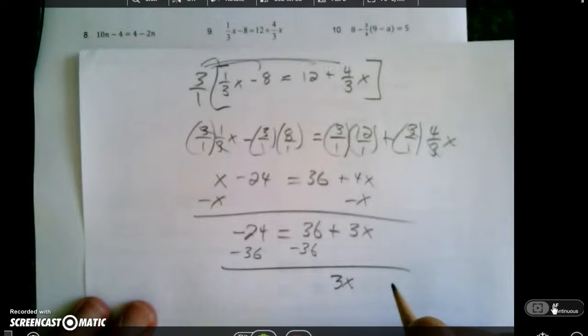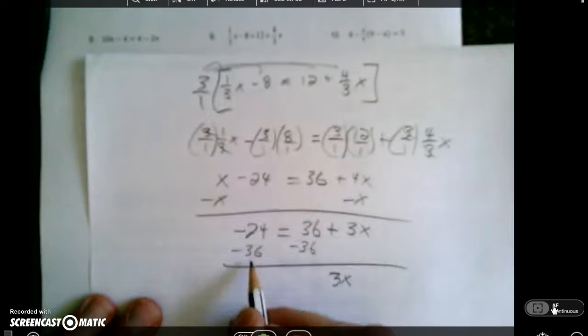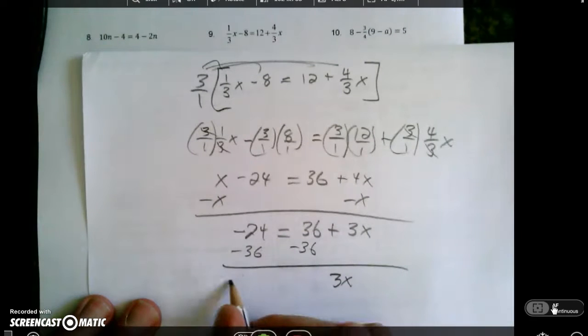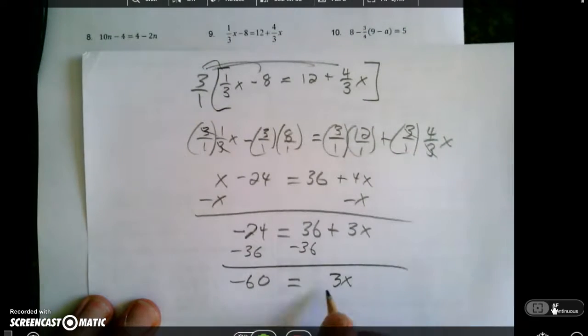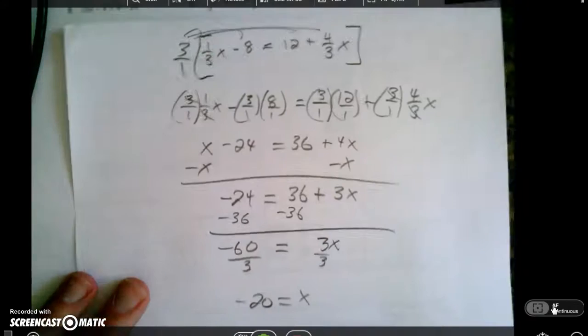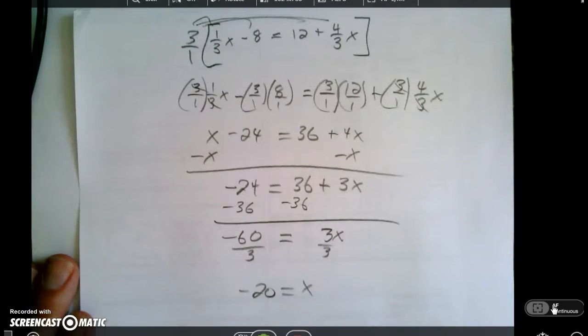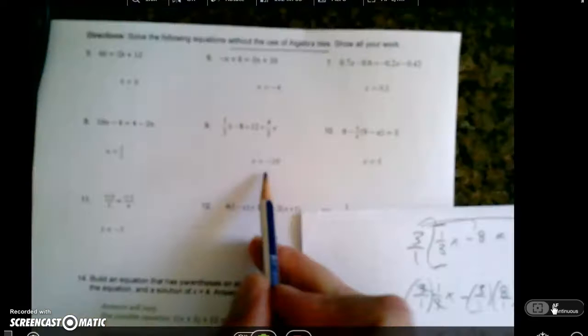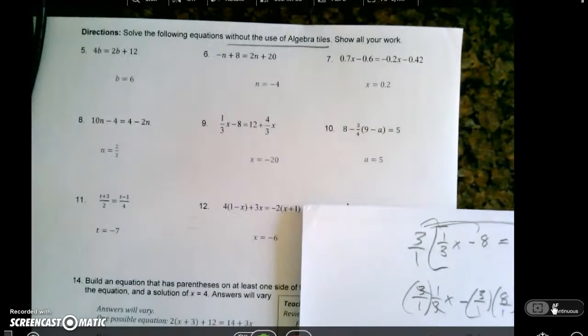And these are both negatives, right? So 36 and 24, what's that going to be? Negative 60. Divide by 3, and you end up with x equals negative 20. And hopefully that's the right solution, which it is. Yay. Okay, let me do another one with you.